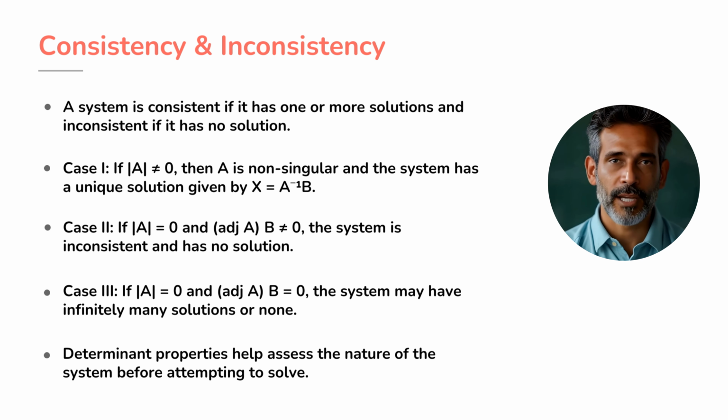Case 1, if mod A is not equal to 0, the matrix is non-singular and the system has a unique solution. Case 2, if mod A equals 0, but the adjoint of A multiplied with B is not equal to the 0 matrix, then the system is inconsistent. Case 3, if both mod A equals 0 and adjoint A times B equals 0 matrix, the system may have infinitely many solutions or sometimes none. It depends. So yes, checking the determinant tells us a lot before we even attempt to solve anything.